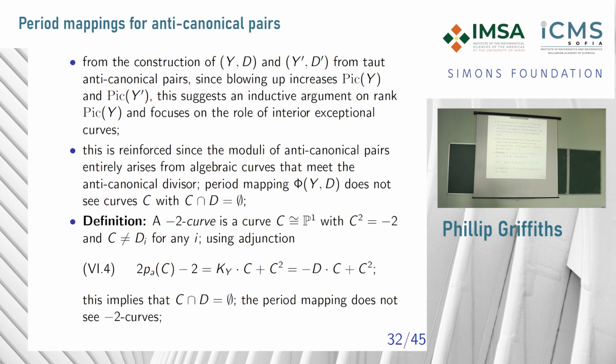Now, I said earlier that for a -2 curve, the period map doesn't see that, because for the period map to see an algebraic cycle, it has to meet D. Just go back to the definition. So if it doesn't meet D, the period map doesn't see it. So if you have a -2 curve, it's 1 in that product of group schemes. Since the period map is onto, what that shows is that the generic pair, Y comma D, doesn't have any -2 curves. So that's how you're going to get a handle on these -2 curves.